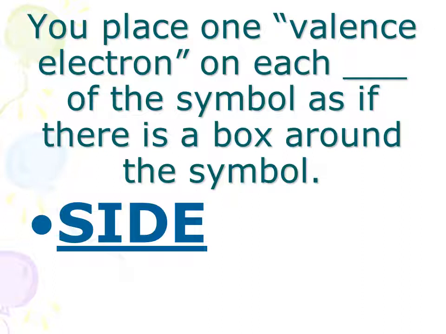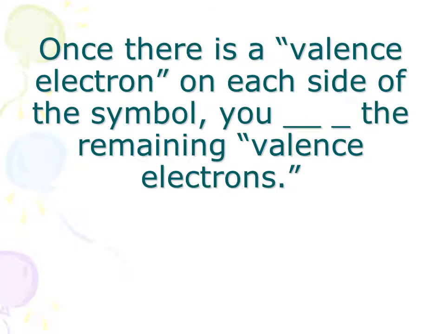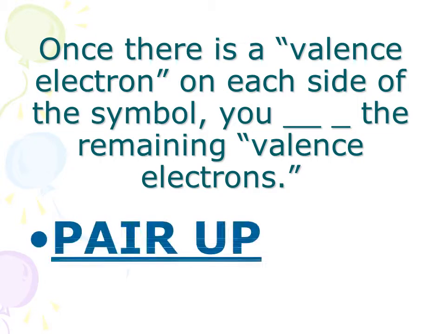You're going to place 1 valence electron on each side of the symbol, as if there was a box around the symbol. So you're just going to pretend like there's 4 sides to that symbol, a top, a bottom, a left, and a right. Once there is a valence electron on each side of the symbol, you're going to go ahead and pair up the remaining valence electrons. So let's go ahead and try to draw this symbol.